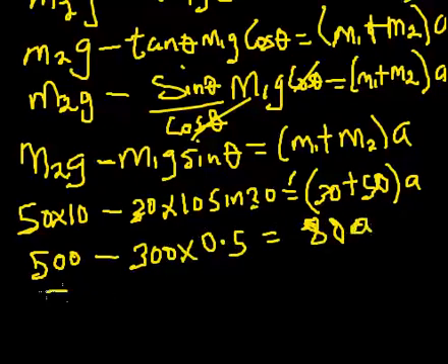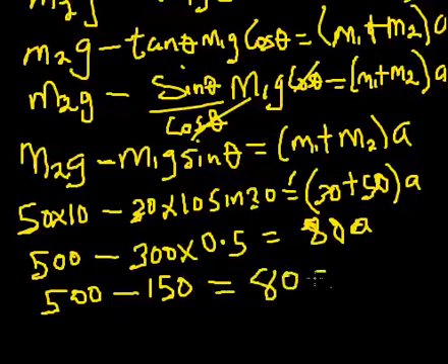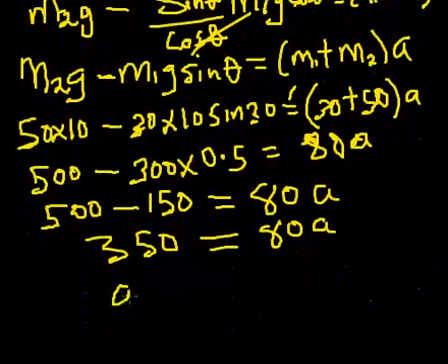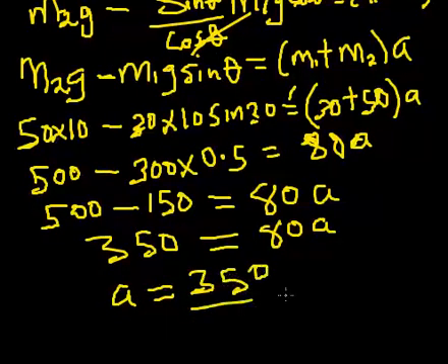So that's going to be 500 minus 300 times 0.5. That gives me 150, right? Okay, equal to 80A. So 500 minus 150 gives me 350, right? Equal to 80A. So invariably now, A is going to be equal to 350 all over 80.